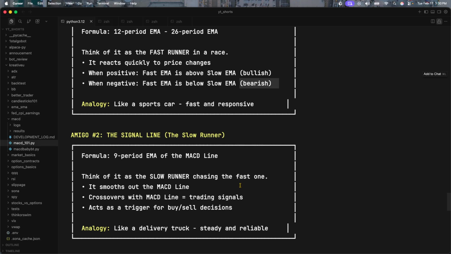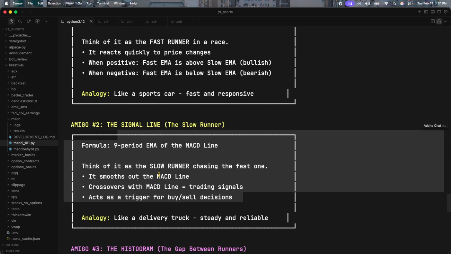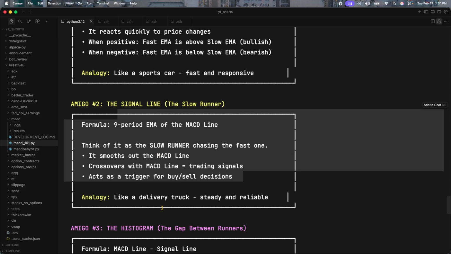Amigo 2 is going to be the signal line. This is the slow runner. So formula, we're using 9 minutes, again, periods. You're going to just replace that with minutes. 9 minutes of EMA of the MACD line. So think of it as the slow runner chasing the fast one. It smooths out the MACD line. The crossover with the MACD line equals trading signals, acts as a trigger for buy-sell decisions. And this is how we're going to be creating our strategy that we're actually going to be backtesting here live with y'all, but more on that in a little bit. So analogy, it's like a delivery truck, steady and reliable.